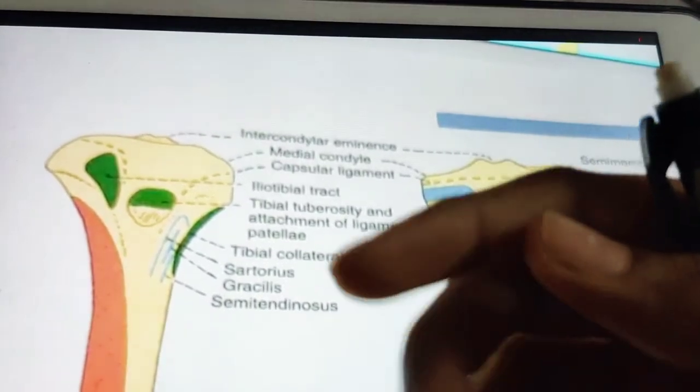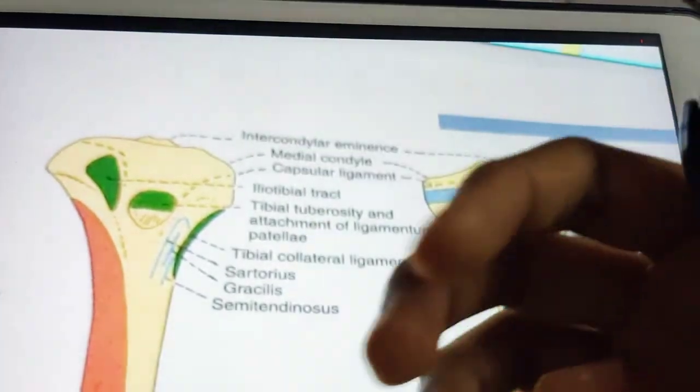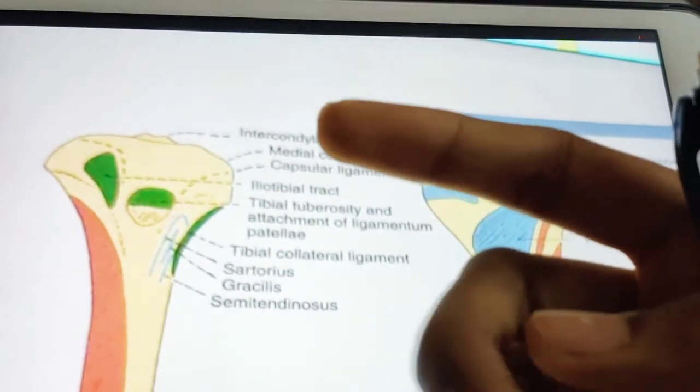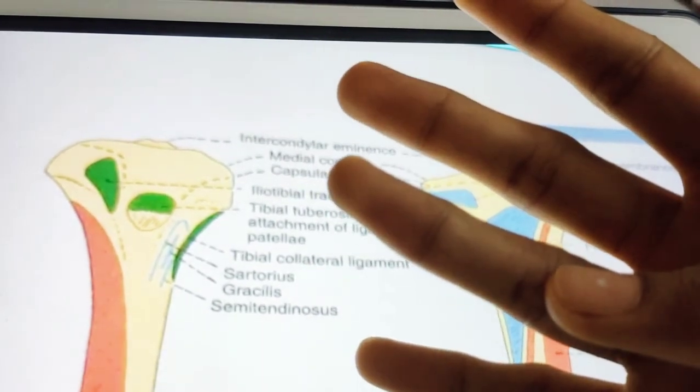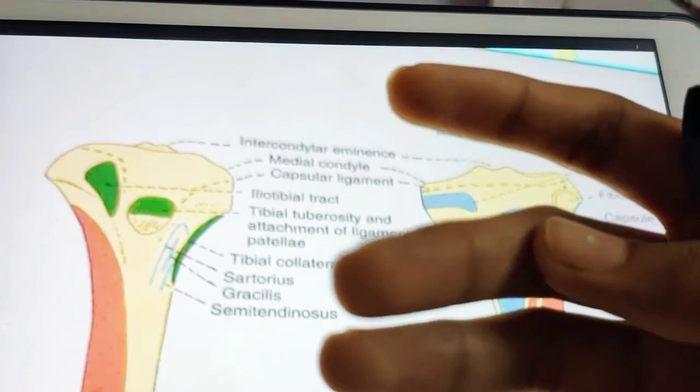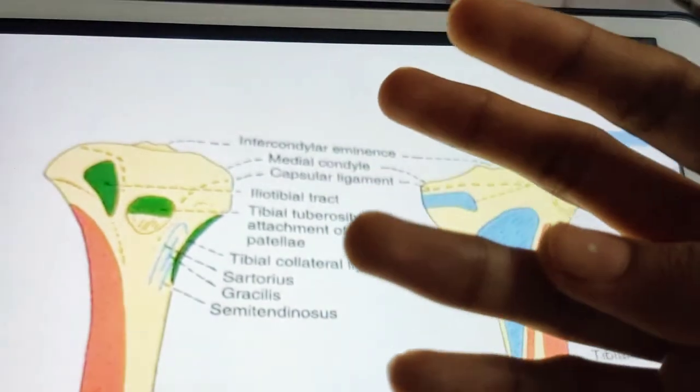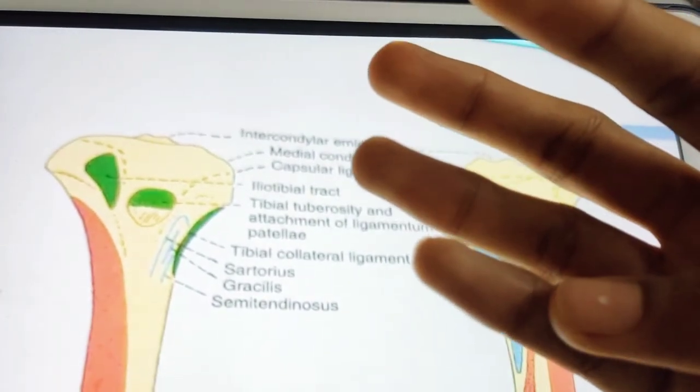So mainly you have the four attachments. Okay, the first one is the anterior horn of the medial meniscus, second one is the anterior cruciate ligament, next one is the anterior horn of the lateral meniscus. So first medial meniscus, next anterior cruciate ligament, next lateral meniscus, next posterior horn of the lateral meniscus.